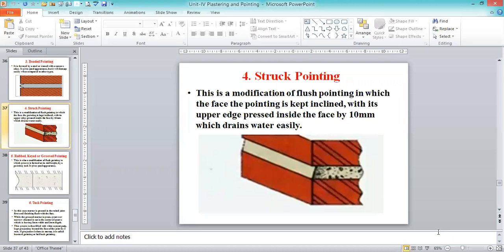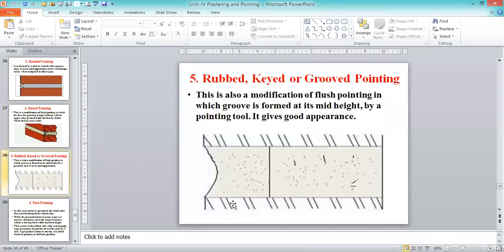Then the next one is the rubbed, keyed or grooved pointing. Grooves we are going to make. This is the old mortar and this is the new mortar joint provided. This is also a modification of the flush pointing in which a groove is formed at its mid height by a pointing tool. We can see that here.